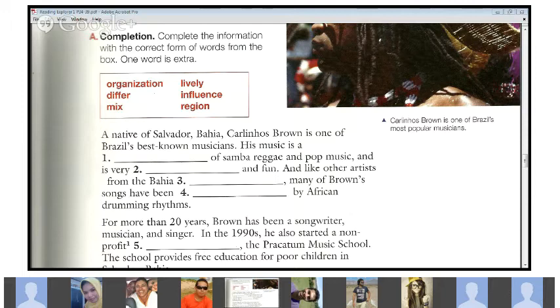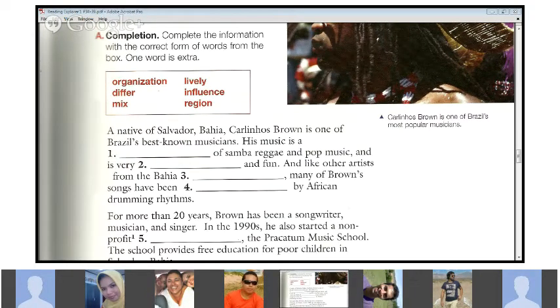Okay, so is there anybody who hasn't read who would like to read? Yes, I can. Okay, go ahead. In an article of Salvador, Bahia, Carlinhos Brown is one of Brazil's best-known musicians. His music is a mix of samba, reggae, and pop music. It's very lively. Lively and fun. Very good. So now, the only mistake I heard is Brazil's best known, we say musician. A musician is a noun, it's a person. And then musicians just means more than one. Very good.